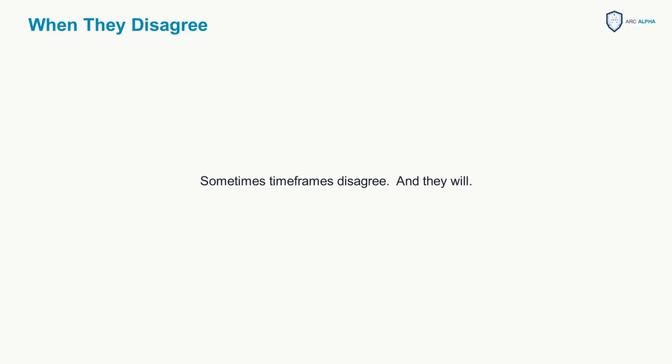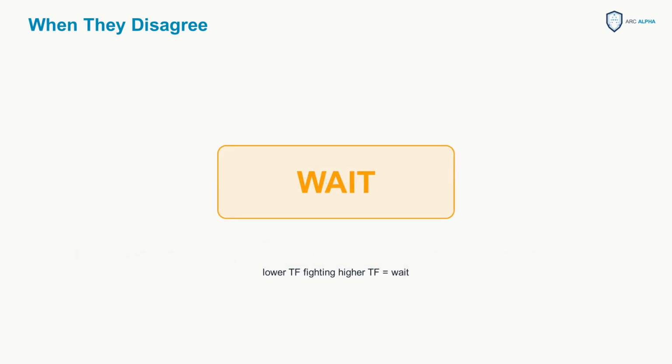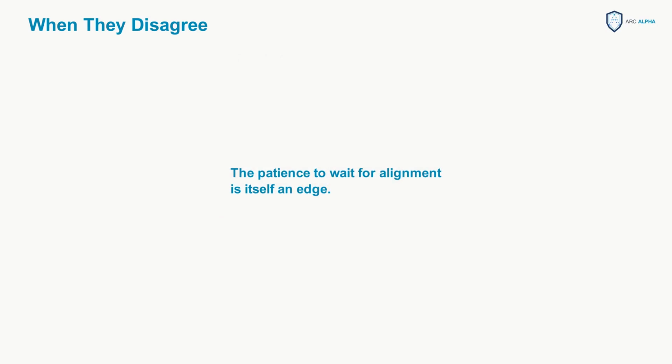Sometimes the time frames disagree, and they will. When that happens, the higher time frame wins. Because the bigger trend has more capital, more time, and more participants behind it. When the lower time frame is fighting the higher one, the lower time frame is telling you something useful. Wait. Wait for the lower time frame to come back into alignment. Don't force the trade against the tide. The patience to wait for alignment is itself an edge.